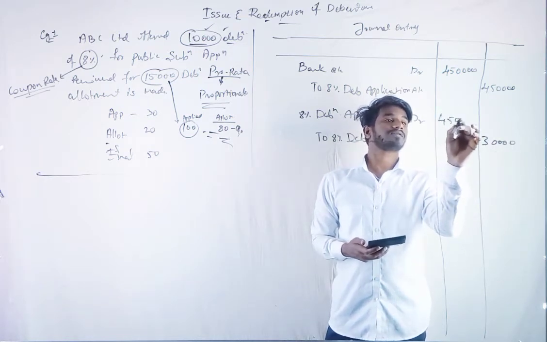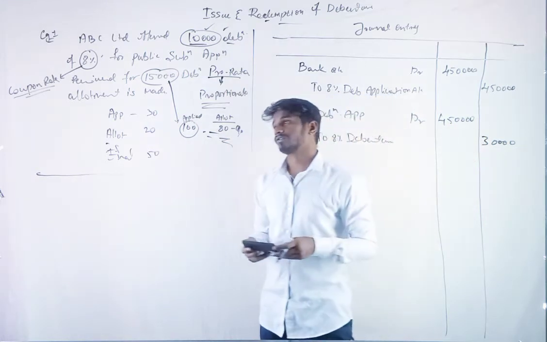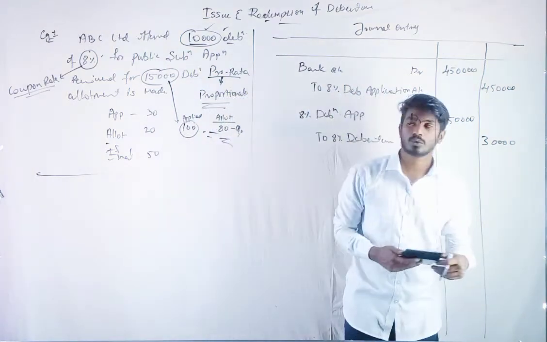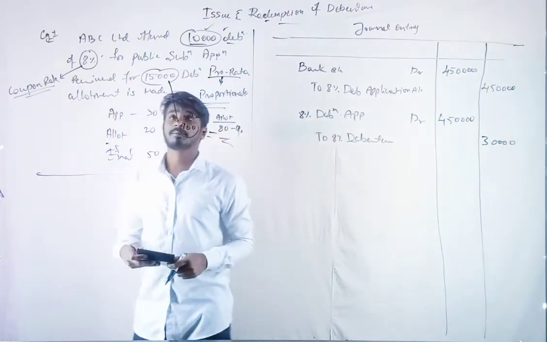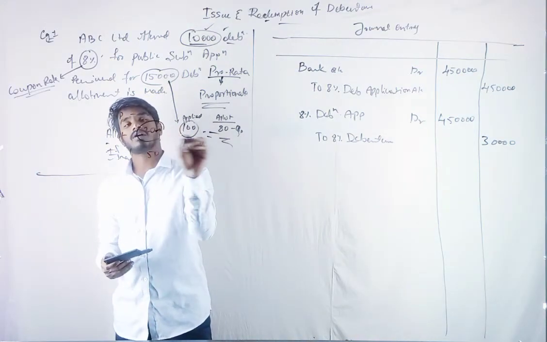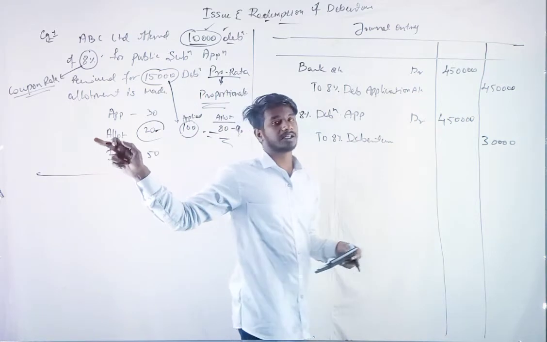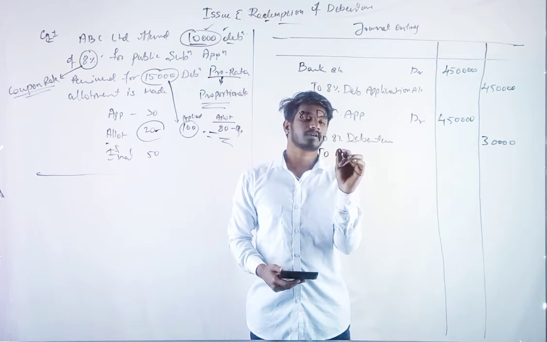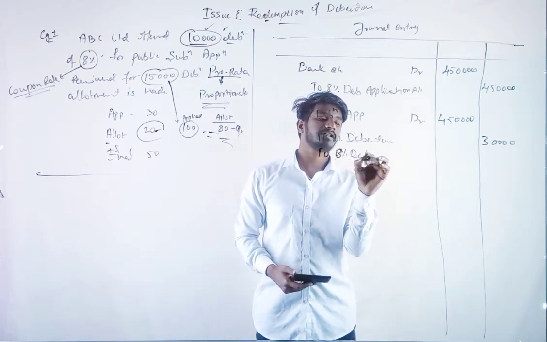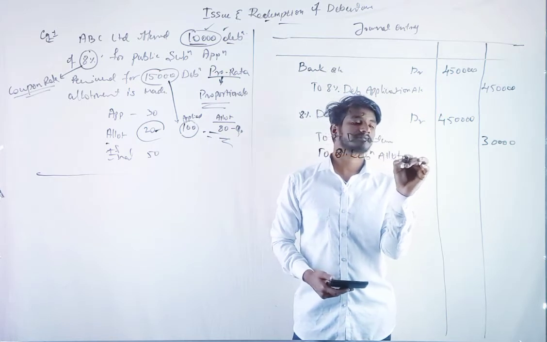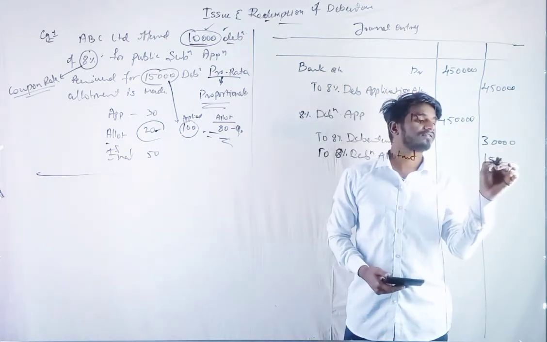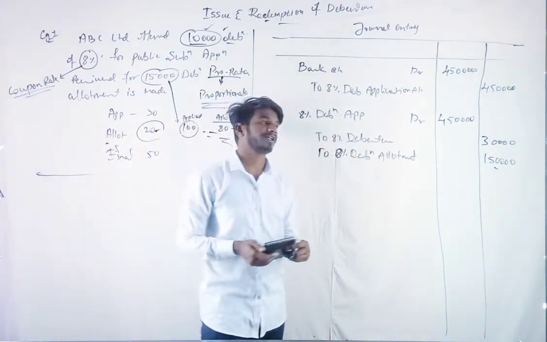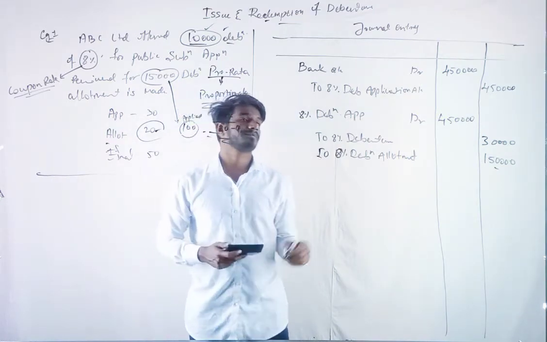Total 4 lakh 50,000, right? Remaining 1 lakh 50,000. What we will do that? We will adjust in the allotment. Whatever we might have received or we should receive in the allotment, we will adjust on that amount to 8% debenture allotment, 1 lakh 50,000, right? Why we will show that? Because we have received in the application itself, so why we are showing here.